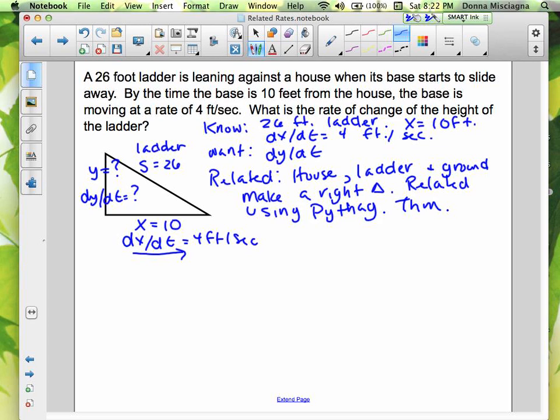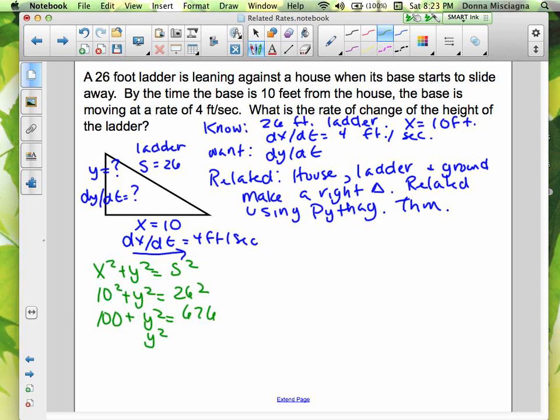We can find y pretty easily, though, using the Pythagorean theorem. This is just geometry or algebra. This part here isn't calculus at all. So x squared plus y squared equals s squared. x is 10 and s is 26. 100 plus y squared equals 676. Subtract 100 from both sides, and y squared is 576. That is a perfect square. It won't always be a perfect square, but this one is. The square root of 576 is 24. So now we know what y is. y is 24, so cross that off. It's 24 feet.